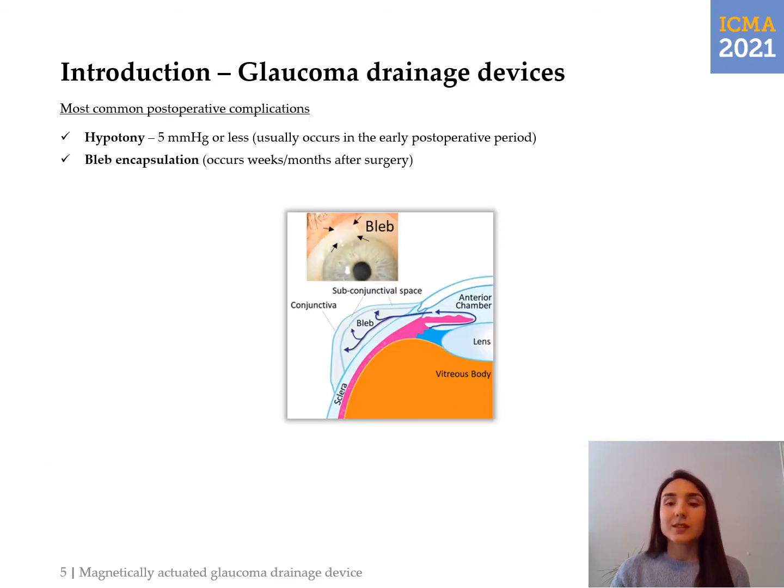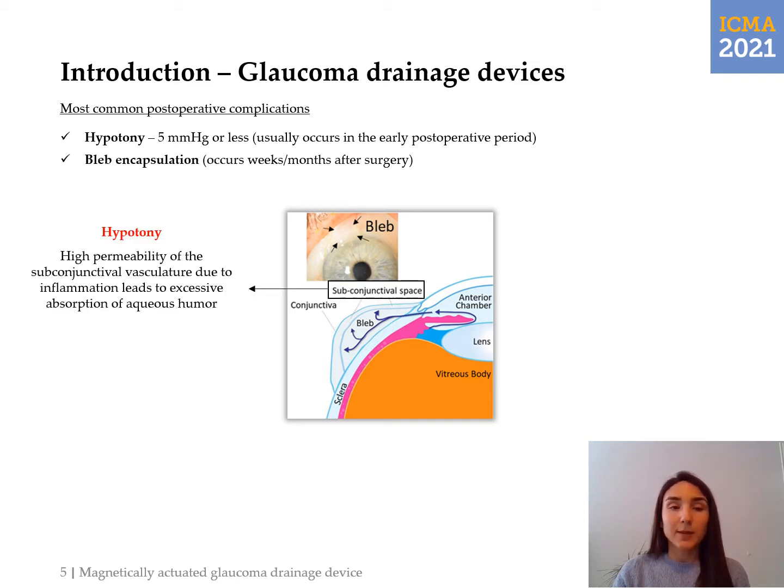Well, although these devices can indeed help reduce the intraocular pressure and the disease progression, they are still associated with serious post-surgical complications. The most important ones include hypotony and bleb encapsulation. Hypotony occurs when the intraocular pressure drops to values below 5 millimeters of mercury, and this usually happens in the early period after surgery. On the other hand, bleb encapsulation occurs from weeks to months after surgery, and this is also a very serious complication. I'm going to explain in more detail each of these conditions.